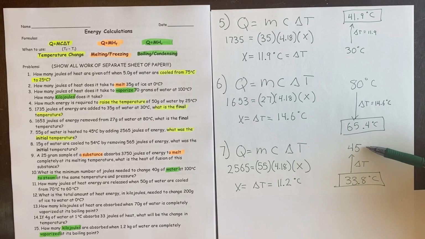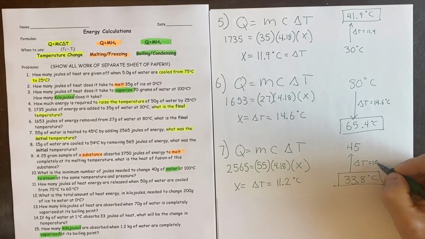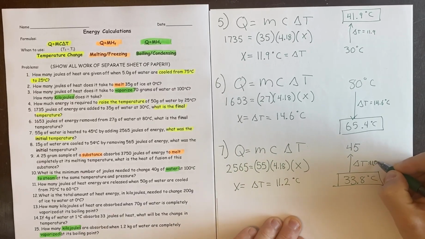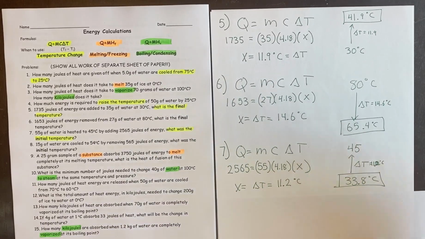I started here at 45, and I said, okay, that means since they were adding heat to it, and this was the ending temperature, the starting temperature had to be under that amount. That's why I went down, literally. It doesn't really matter how you set this up as long as you understand it. And I'm going to go down by 11.2 degrees C. I can always fix that later. Okay, so there's my down. So my starting temperature was 33.8.